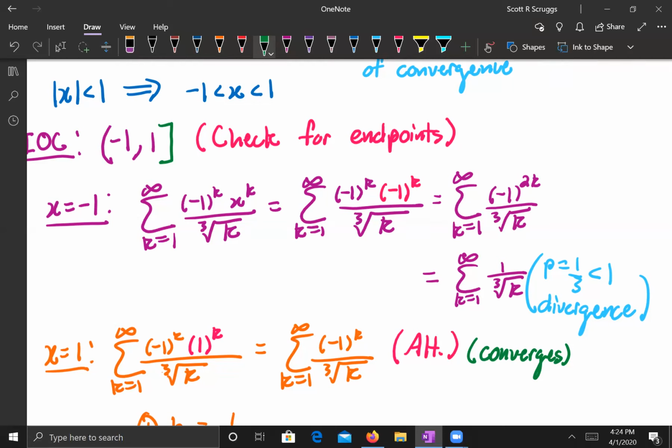All right. So, any questions about that problem? Any questions about that problem before we go on? Or any about the methodology? Because for power series, that's going to be our method to solve these types of problems.